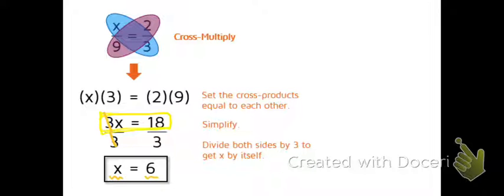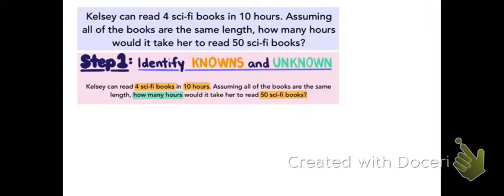Now let's talk about setting up a proportion given a word problem. Here it says, Kelsey can read 4 sci-fi books in 10 hours. Assuming all of the books are the same length, how many hours would it take her to read 50 sci-fi books? So first, you need to identify the knowns and the unknowns.